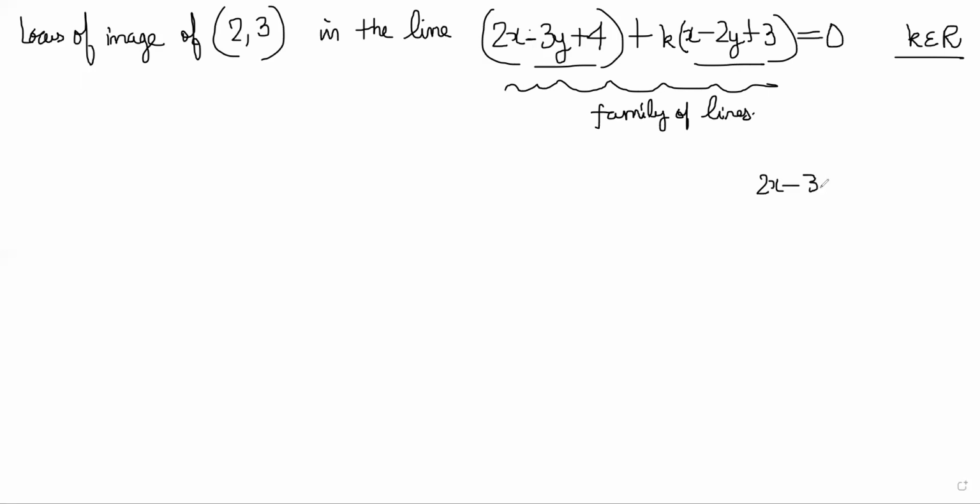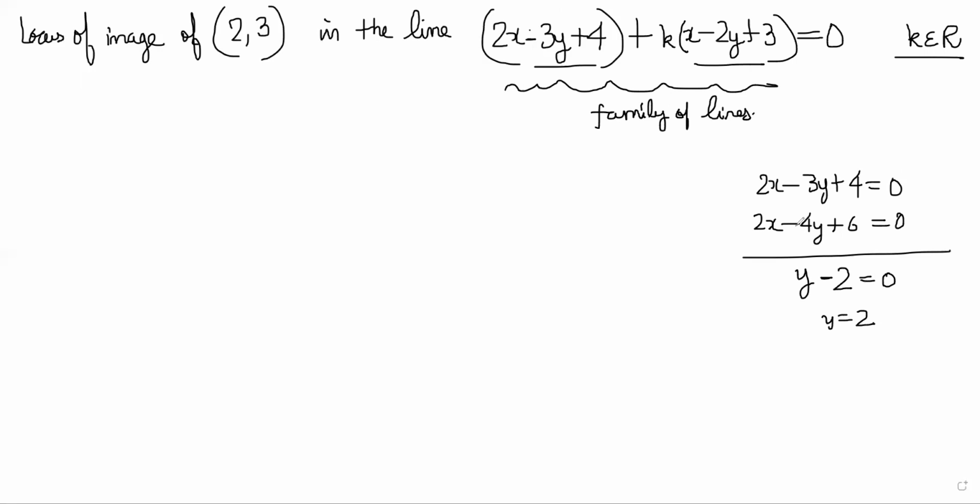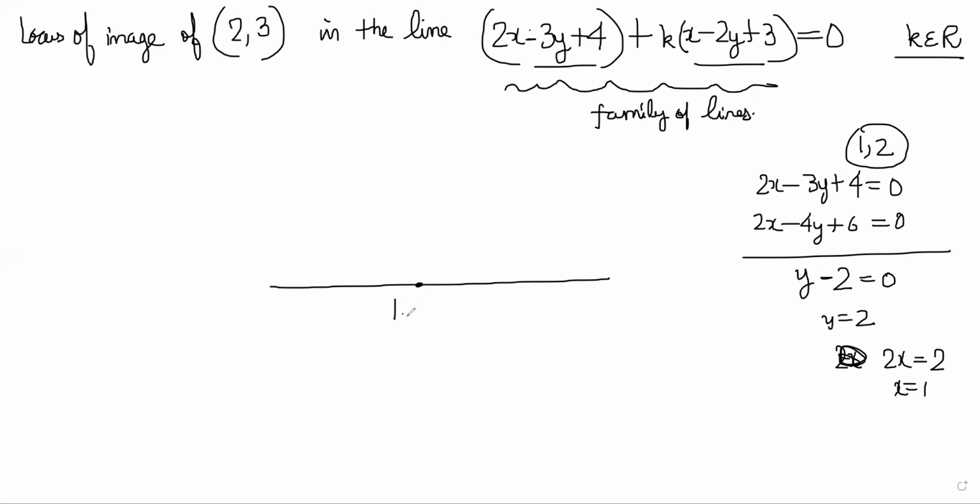So it is 2x minus 3y plus 4 is equal to 0 and 2x minus 4y plus 6 is equal to 0. Subtracting, you get y minus 2 is equal to 0. So y is equal to 2, and if you put y is equal to 2, you get 2x minus 6 plus 4, so 2x is equal to 2, x is equal to 1. So 1 comma 2 is the point of intersection, right? Okay. So family of lines passing through 1 comma 2, and all the infinite lines through this, right?